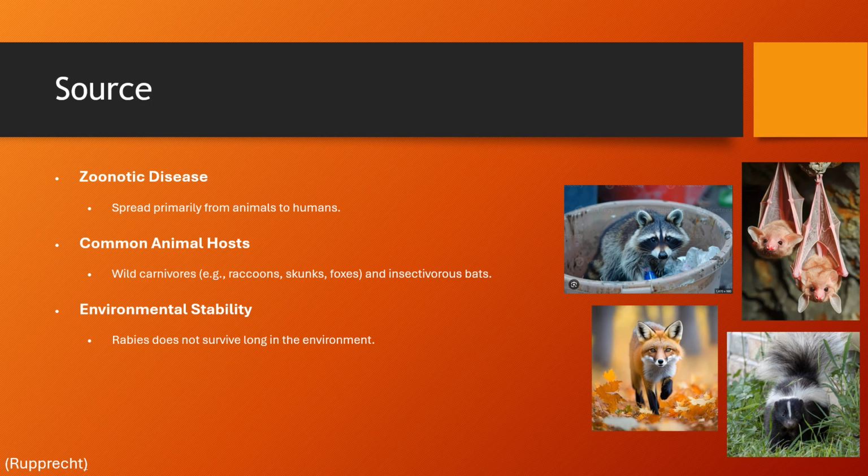In addition, rabies does not usually survive in the environment for long periods. The virus lives in infected animals such as wild carnivores like raccoons, skunks, foxes, coyotes, and insectivorous bats. Vaccination of animals, especially dogs and cats, is key to controlling the spread of rabies.